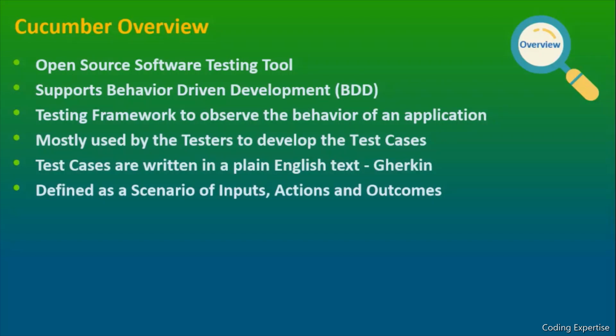That is Gherkin. We'll talk about Gherkin later. And all the application behaviors are defined in the form of scenarios. So that takes different forms: inputs, actions, and outcomes. That is given-when-then.